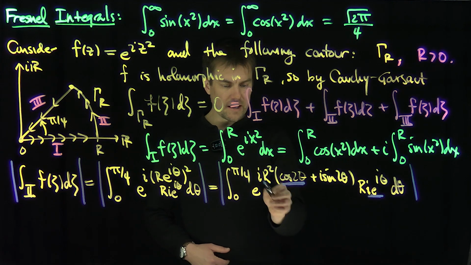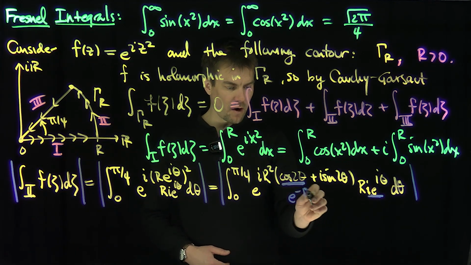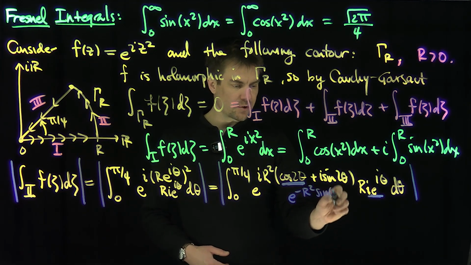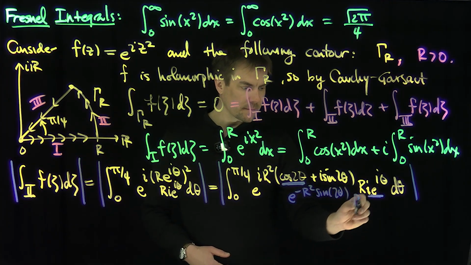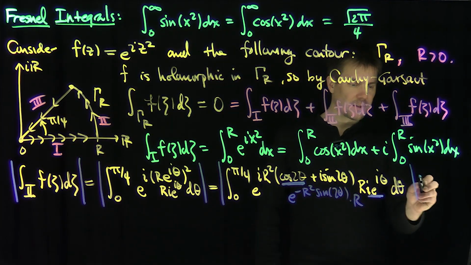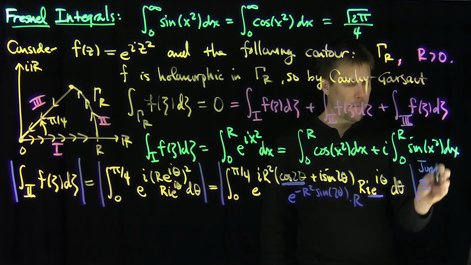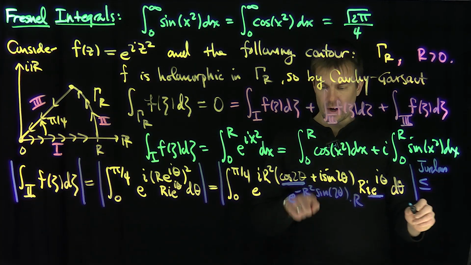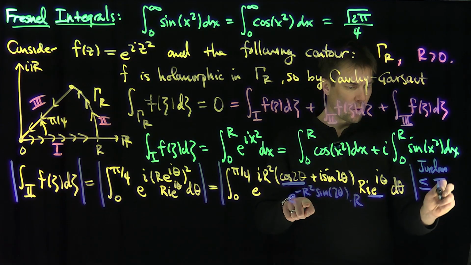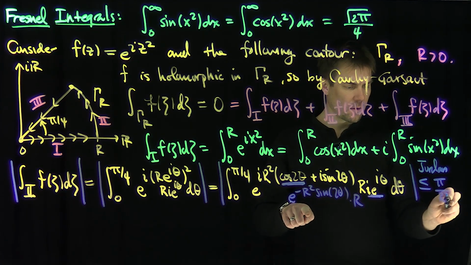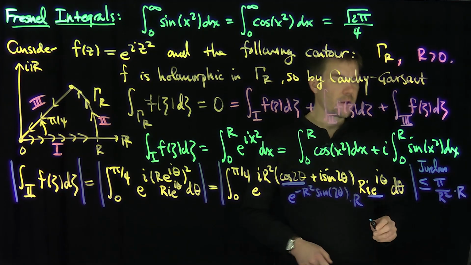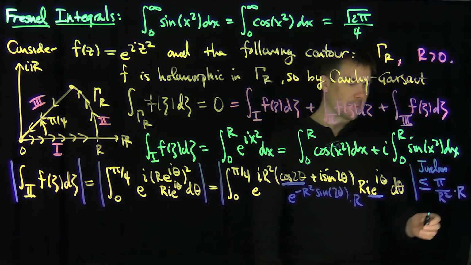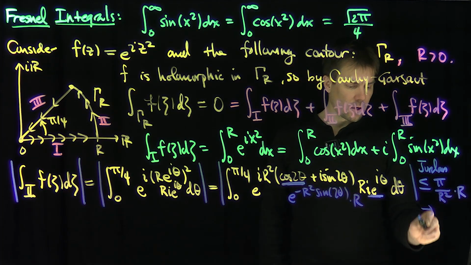And so I'm left with an e to the negative r squared, and then the sine of 2 theta times r, right? So now by Jordan's inequality, this is less than or equal to what? A pi over r squared times r, right? And of course, pi over r squared times r tends to 0 as r goes to infinity, right?